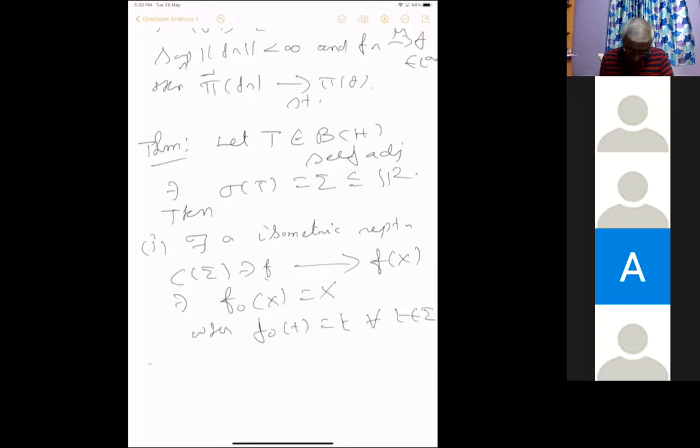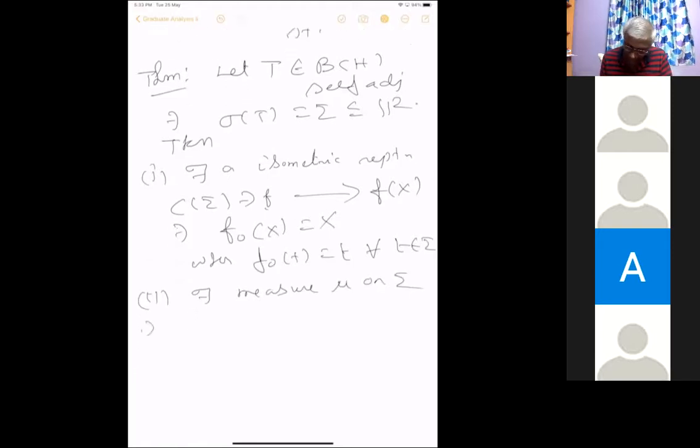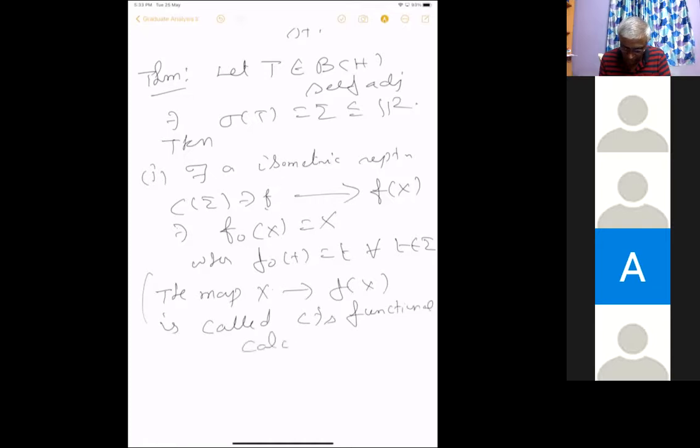Yeah, that's all. Two, there exists a measure mu on the sigma such that, and I mean, okay, this is what is called continuous. Let me write here. The map x going to this f of x is called continuous functional calculus for x. I mean, we use this term freely. Let f be the continuous functional calculus or something.